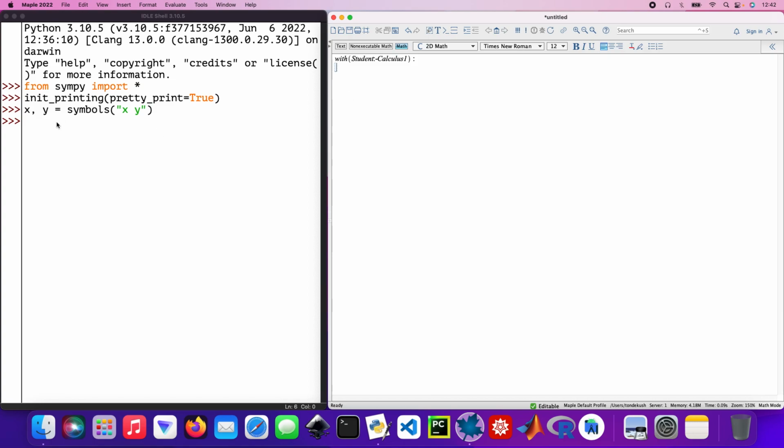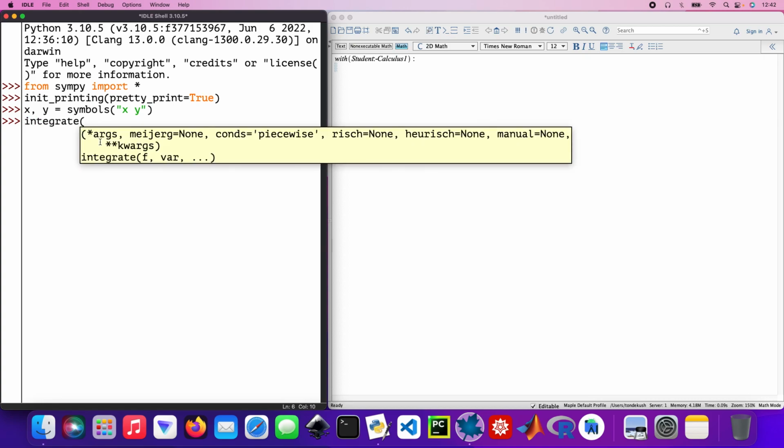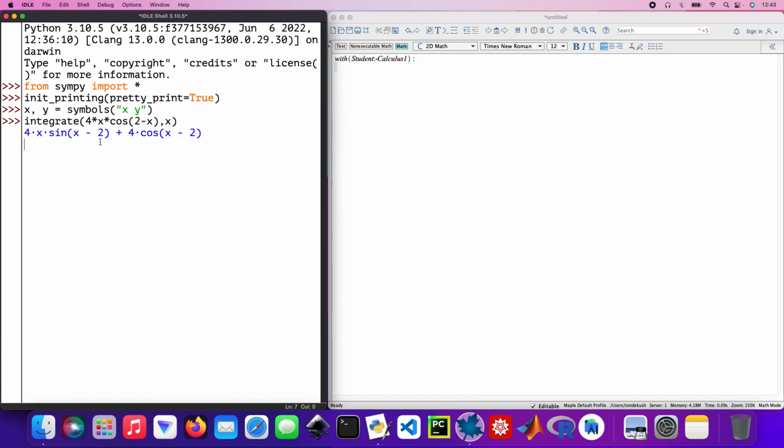So that's integration by parts. Okay, so my first problem, I'll start off in Python. So integrate 4 times x times cos of 2 minus x, with respect to x. Then I'll do the same problem in Maple with a step-by-step guide.